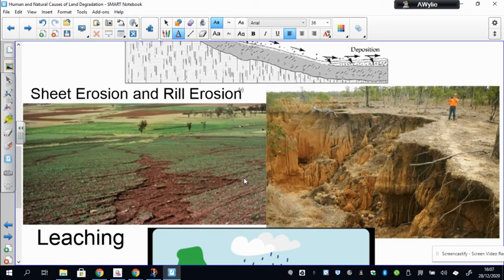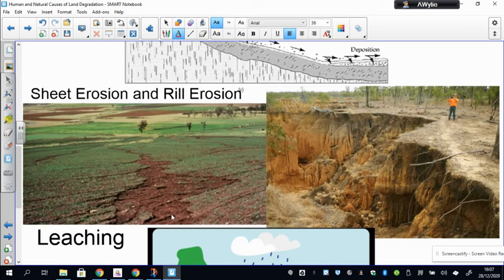So we've got sheet erosion and we've got rill erosion. Now here we can see sheet erosion, where rainwater has fallen onto this field and it's washed away a couple of centimeters of the soil all the way down to the base here. So the soil will be collecting down here and probably flowing into a river and being carried away to the ocean. So sheet erosion is where the surface topsoil is actually removed, and it generally happens during a period of severe rainfall.